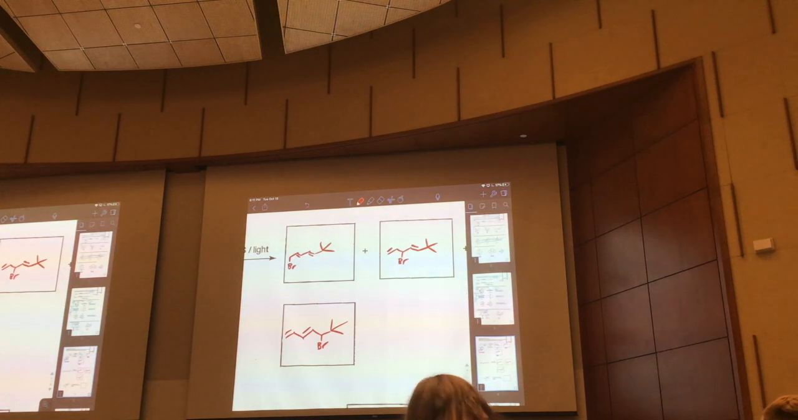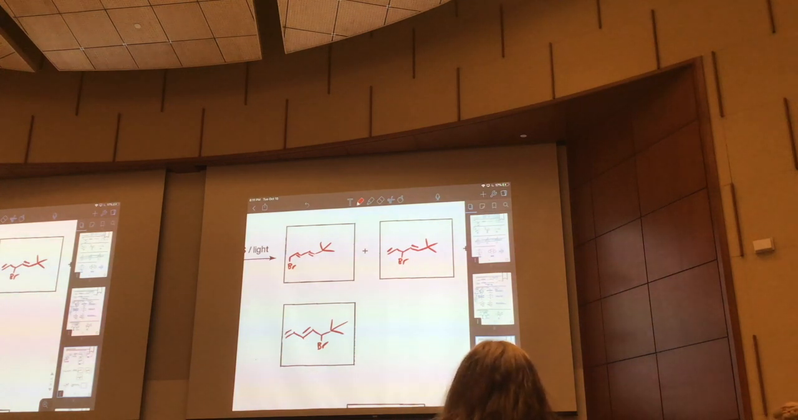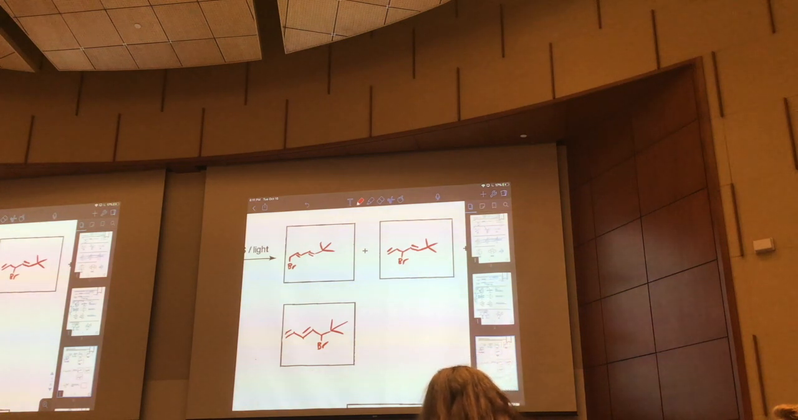Any questions on that? Or how I got the bromines to be in those 3 places? Yeah, what's up? So there's no minor or major? On this one, there isn't any minor or major.